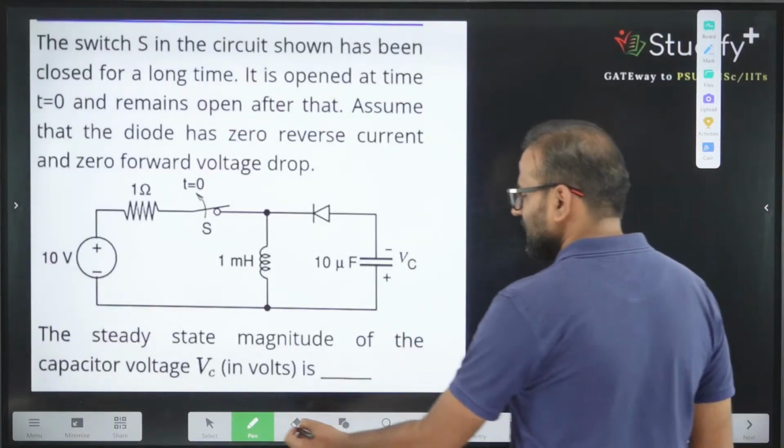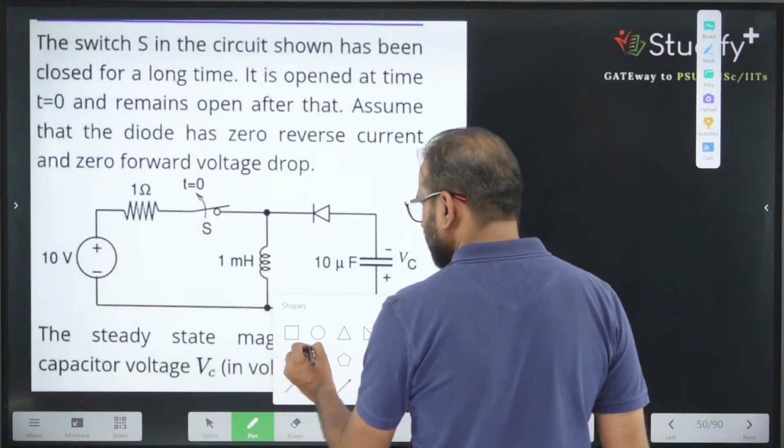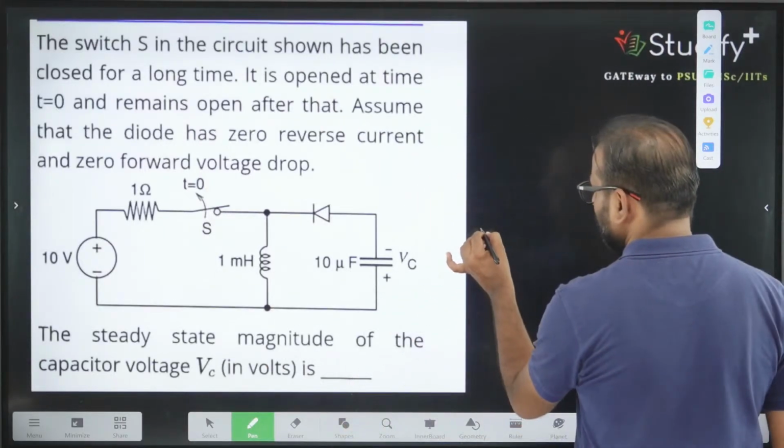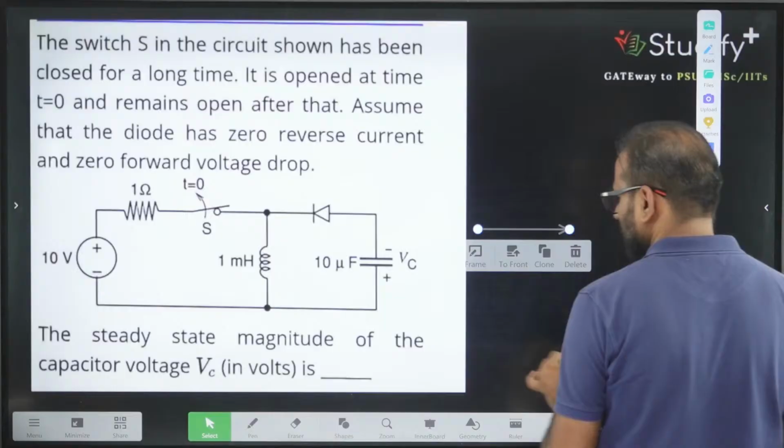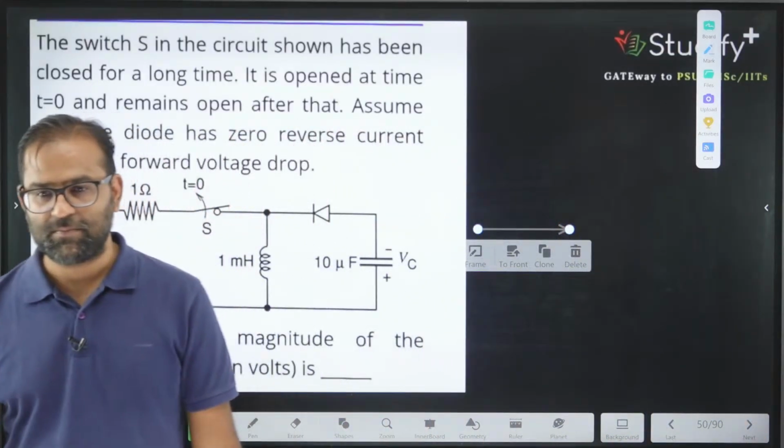So how will our circuit look? Can I say a switch is given, and whenever a switch is given, this circuit will work in two modes. A switch being given means you have to calculate the initial conditions.